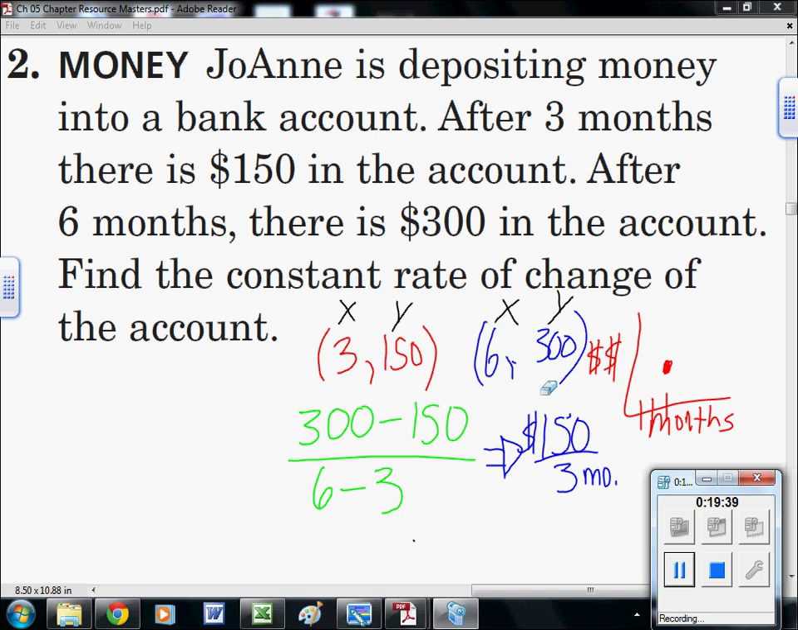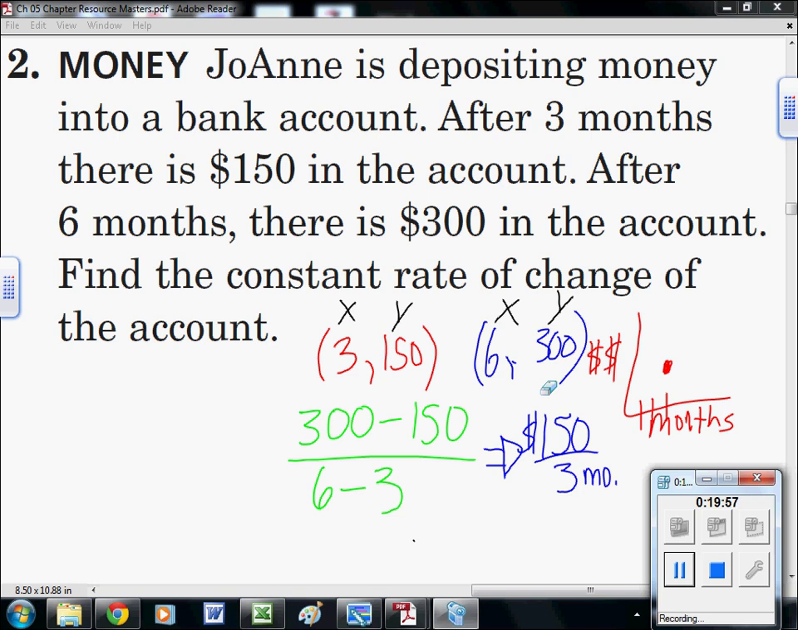Now that's a rate, $150 per 3 months, or for every 3 months. So we're going to simplify that rate, just like you would a unit rate. We're going to make that have a denominator of 1. We want to know how much money in 1 month, because that's our constant rate of change. So simplify that fraction.